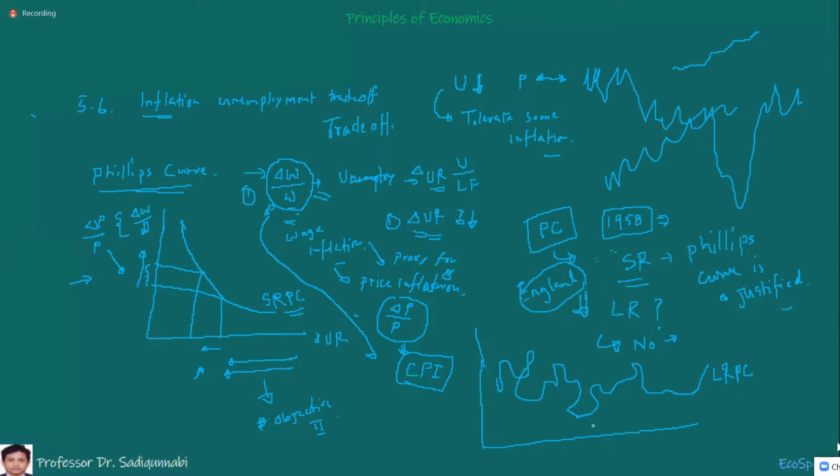Yes, sir. Sometimes it is yes, sometimes not, because trade-off means sacrifice. If your curve is like this, it is not actually a sacrifice, you are gaining both. All right. So if your unemployment is high, then there is high inflation.